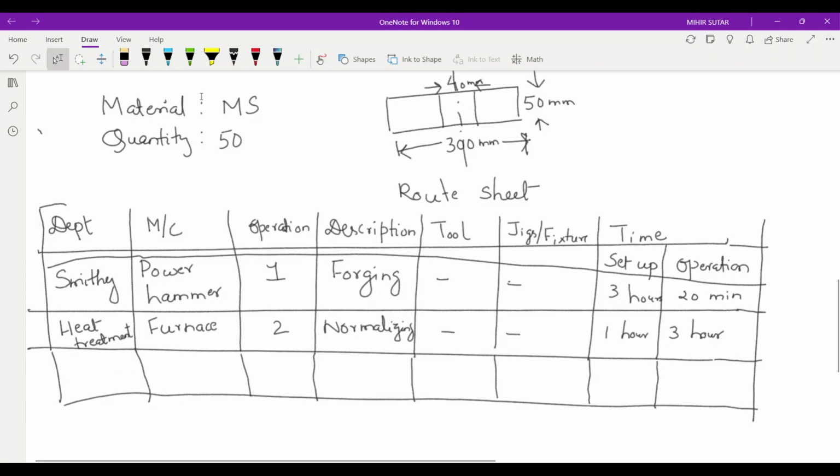Okay, now we will go to the machine shop. We want to cut one slot, so we'll go to the slotter machine. What is the sequence of operation? It is the third operation. What do you want to do? You want to make a keyway.